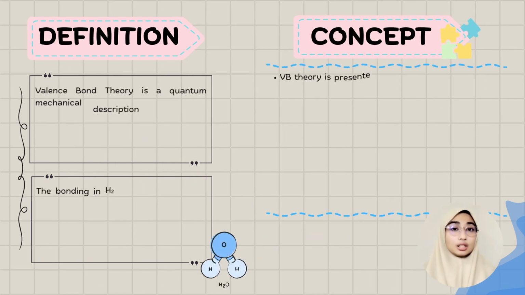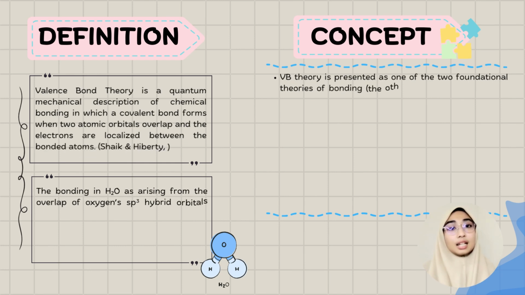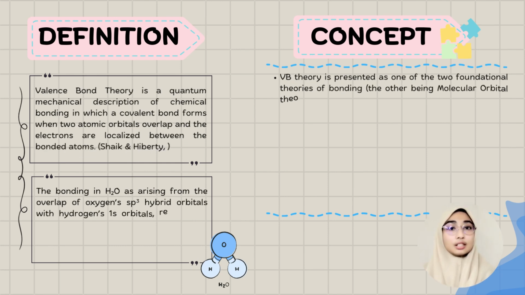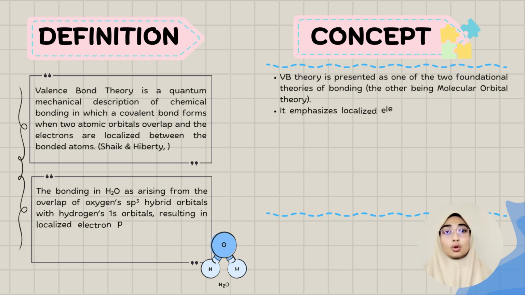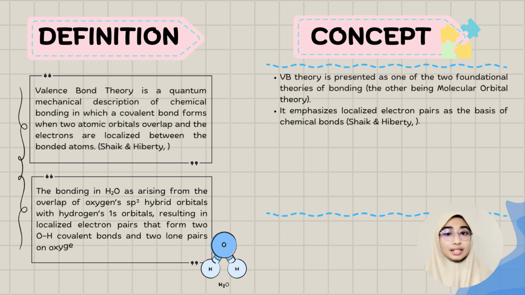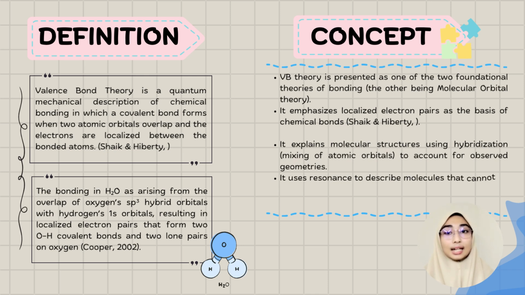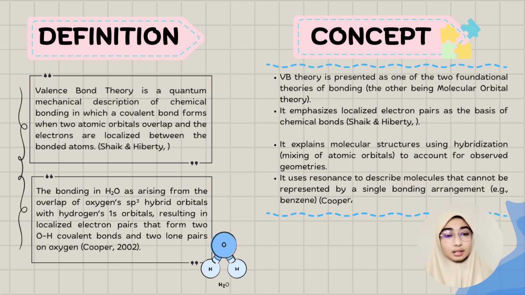In the introduction, we have two components, which are definition and concept. Let me look at the definition first. So, what is valence bond theory? Valence bond theory is a quantum mechanical description of chemical bonding in which a covalent bond forms when two atomic orbitals overlap and the electrons are localized between the bonded atoms.